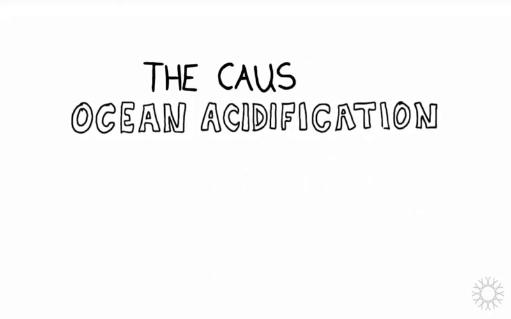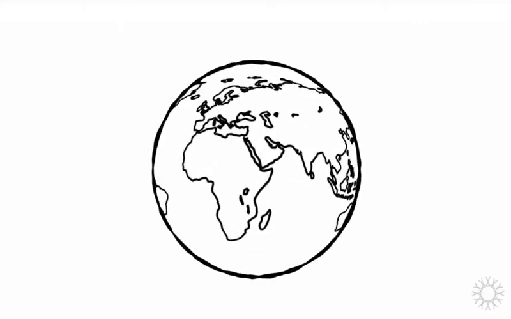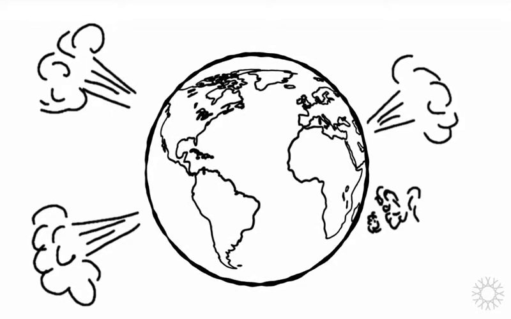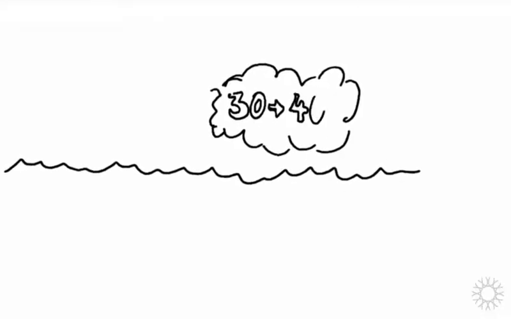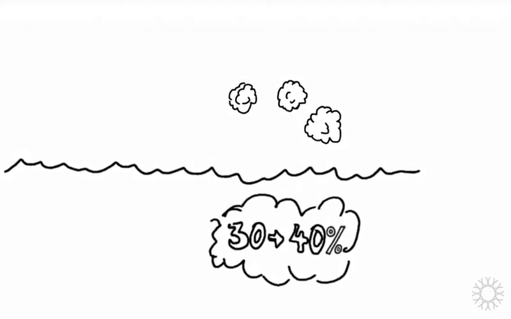First, we need to look at the cause of ocean acidification in order to understand what it actually is and what it means to biodiversity. Essentially, if you talk about this big cloud, this puff of CO2 that's produced by human activity, 30 to 40%, almost half, of that cloud ends up dissolved in the ocean.